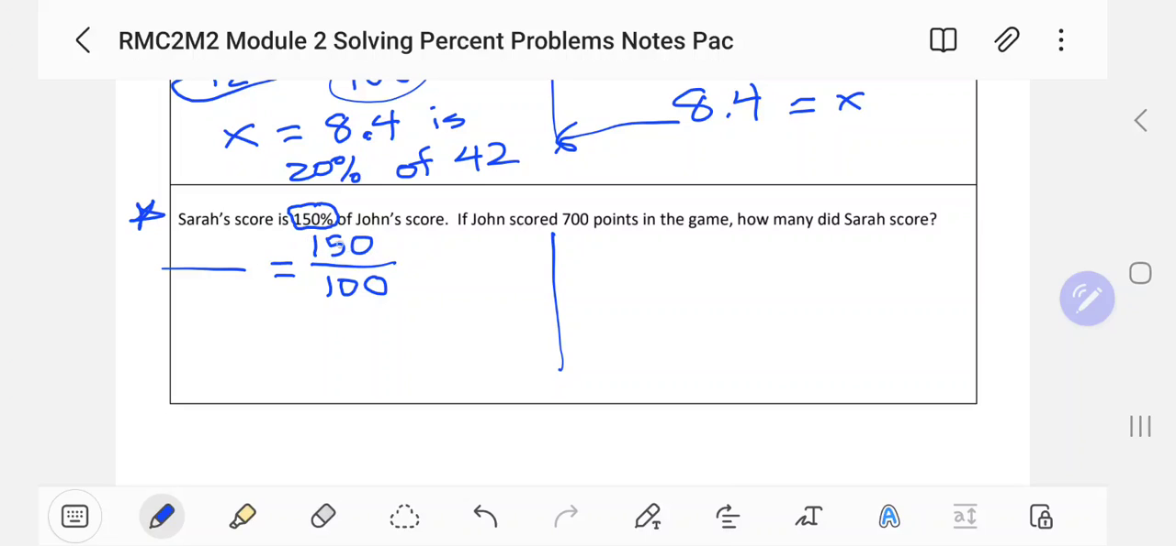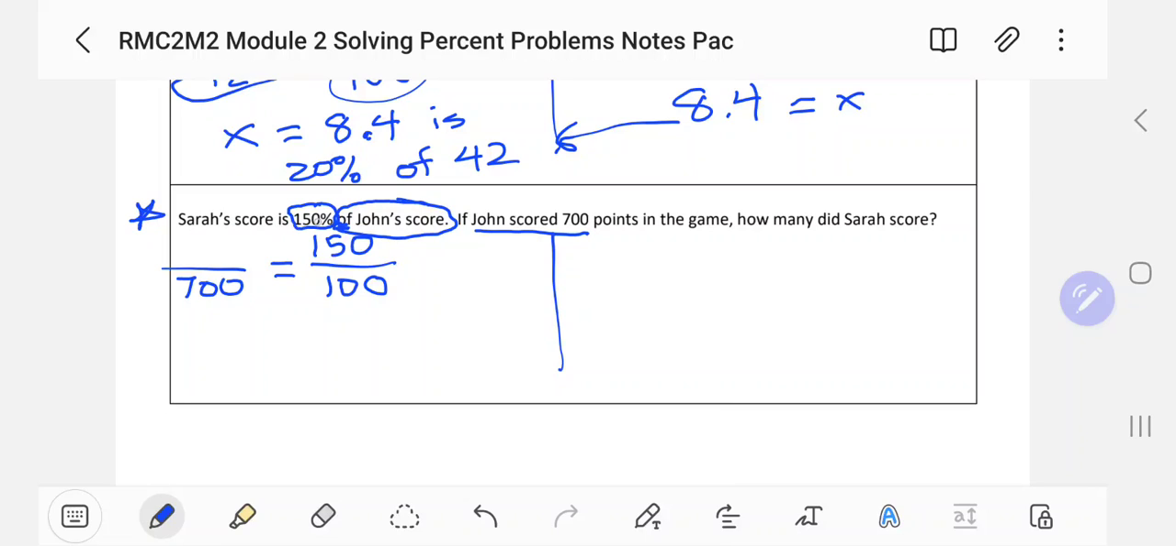So if we go ahead and think about this, we're finding 150% of John's score, right? Whatever follows the word of is typically the whole, and that goes on the bottom. So do we know John's score? Oh, look, they tell us over here. So I'm going to put that on the bottom. Now, what would go up here?